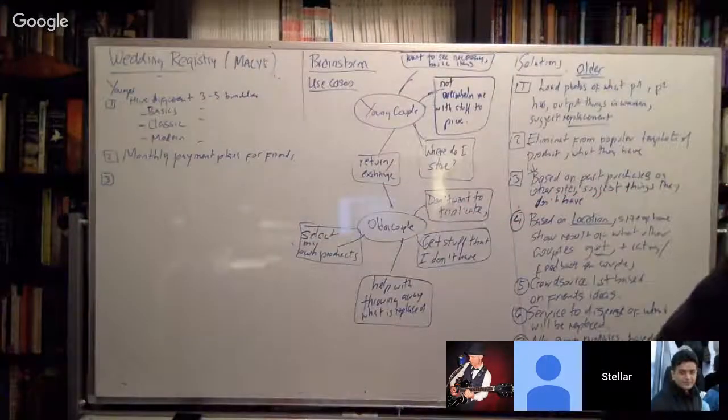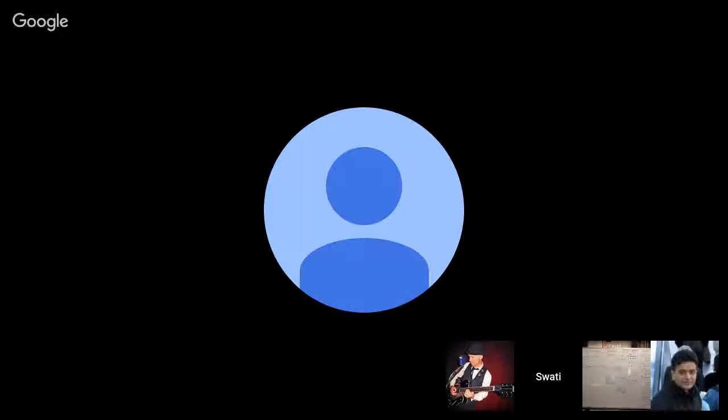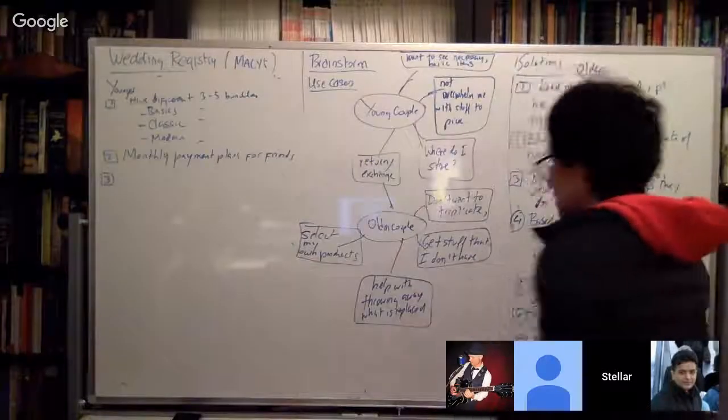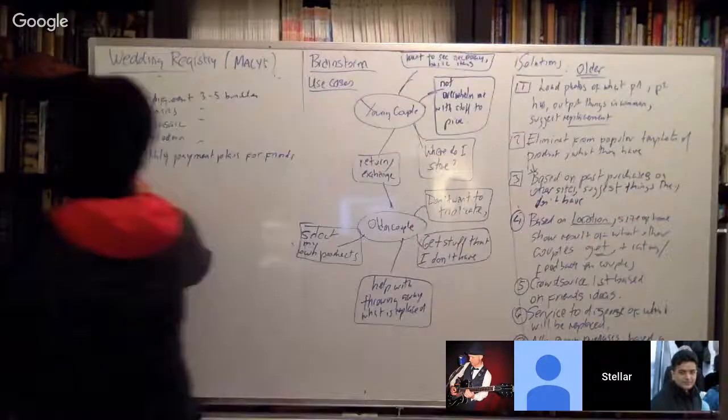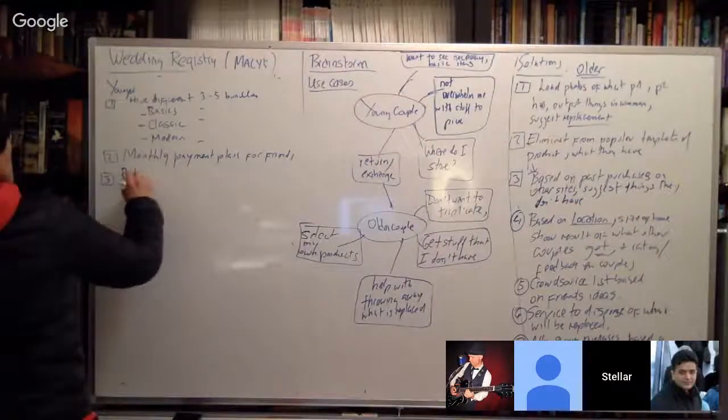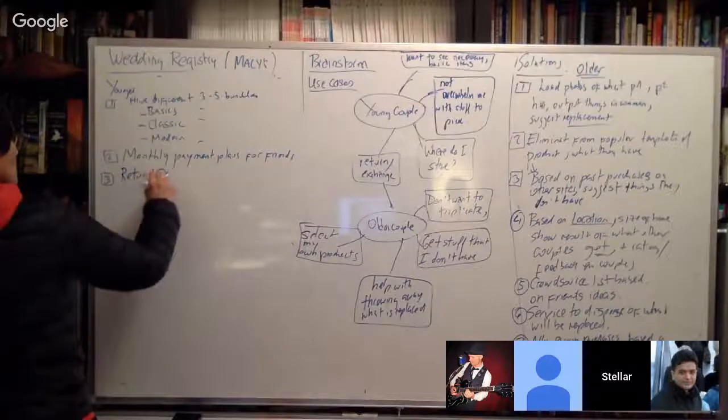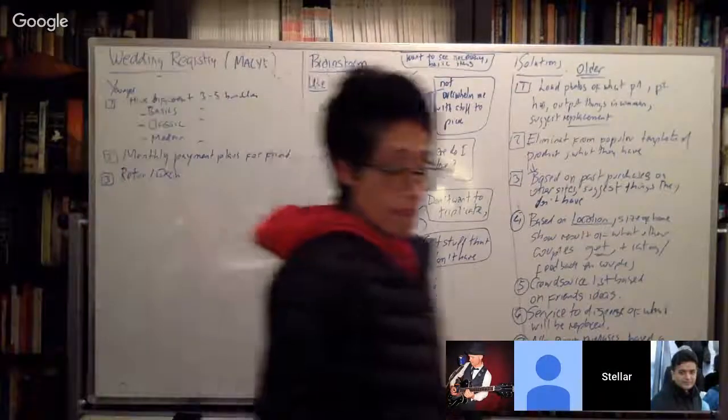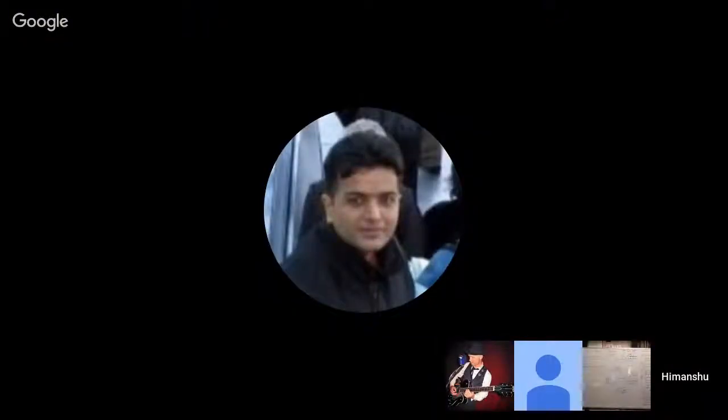Let's see what I have. Return and exchange also, did we add that? Yeah, return and exchange. I think for both. I'm going to put it here. Return, exchange. Yeah, I feel like young people move a lot.